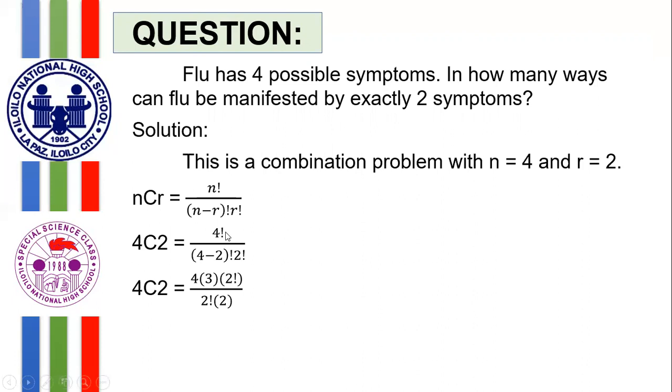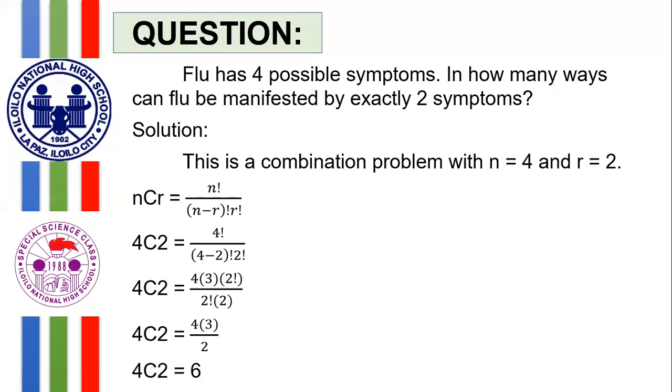This 4 factorial could be expressed as 4 times 3 times 2 factorial. I stop with 2 factorial because there's a 2 factorial in the denominator here, and the other 2 factorial is 2 times 1 or simply 2. And I could divide these 2 factorials. What is left is 4 times 3 all over 2. That's 4 times 3, 12 divided by 2, which is 6.